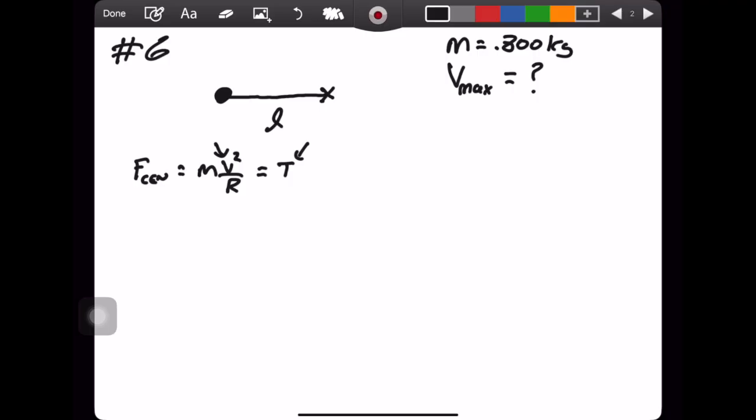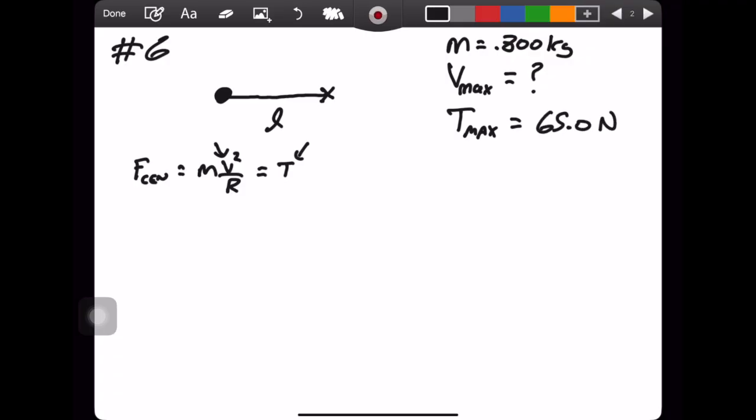Okay, so again, this is another centripetal force problem, but now, unlike in the previous problem where it was the friction between the car and the road, now it's the tension in the string that is supplying the centripetal force. And so we're told in this problem that the T max that the string can hold up is 65.0 newtons.